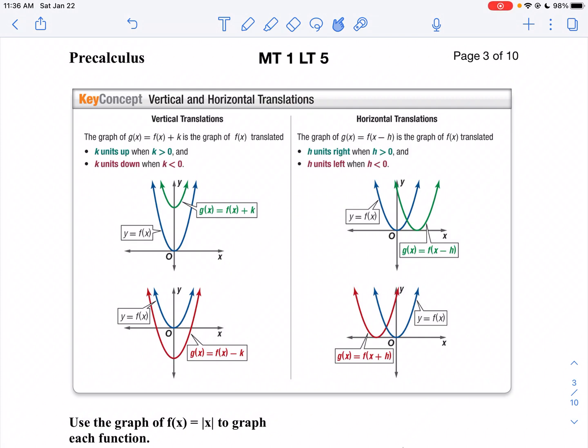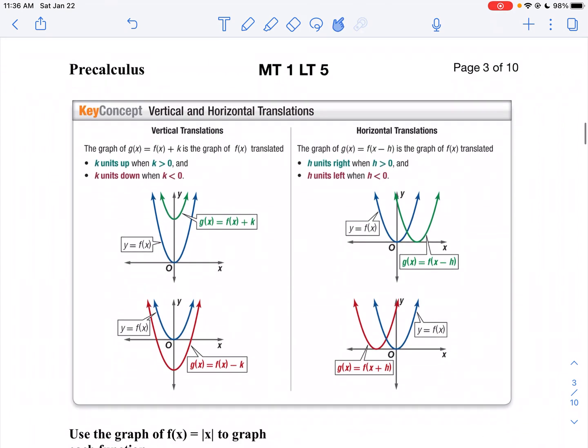Next, we'll take a look at translations of a function. Translation just means we're going to slide our function around. If we add or subtract something from our function, we're going to vertically move our function up and down. That's all we do. Now, if we add or subtract something to our independent variable, to our x value, that's going to be a horizontal translation.